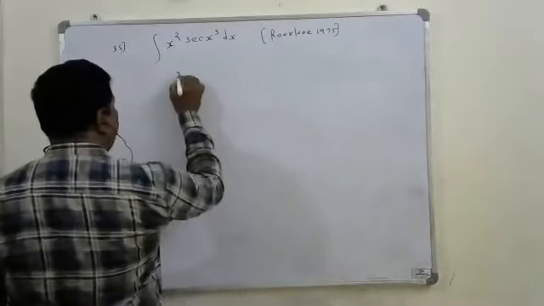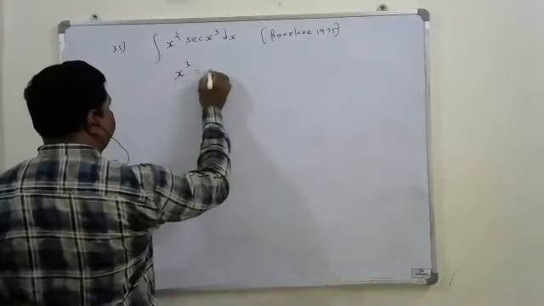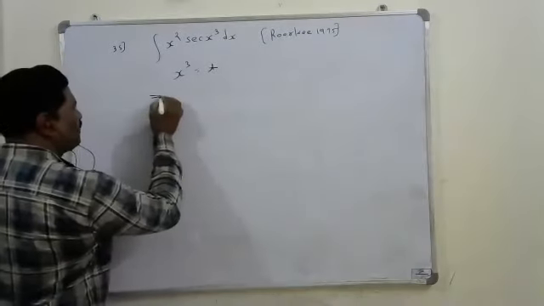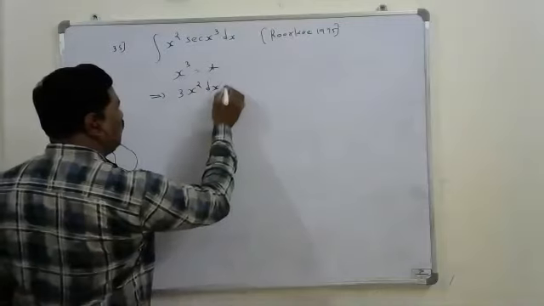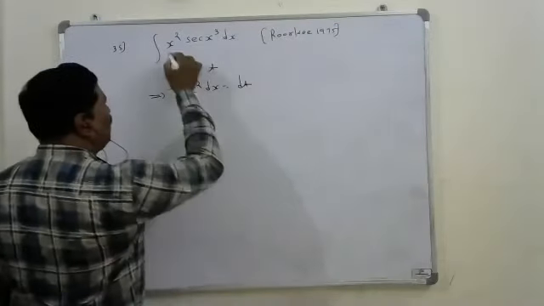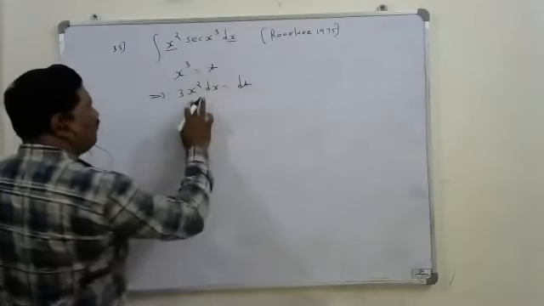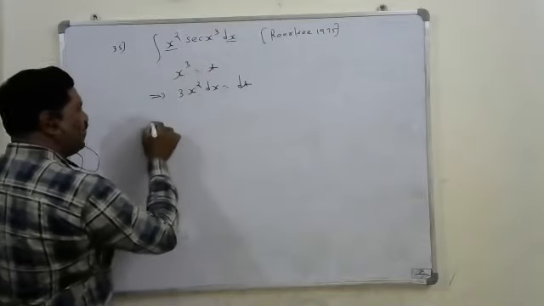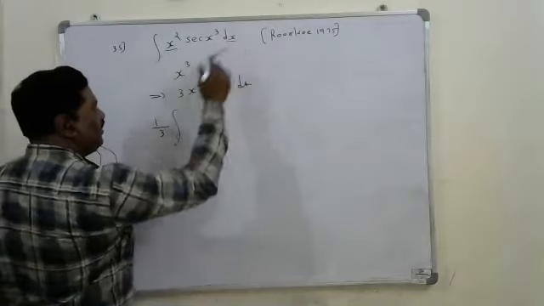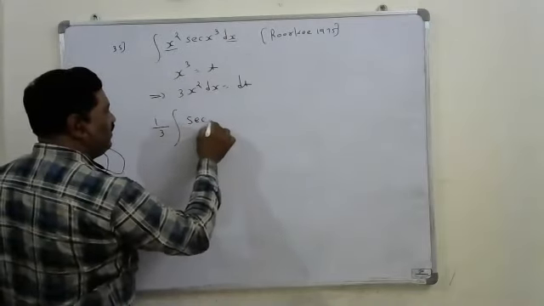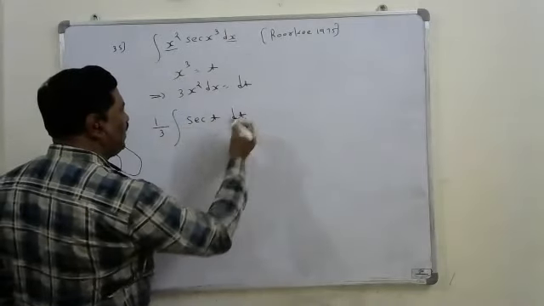Good. Take that x cube is equal to say t. The derivative of x cube is 3x square dx is equal to dt. Now here x square dx is there. From this x square dx is equal to 1 by 3 dt. So 1 by 3 written outside, remaining is dt, and it is secant t dt. The problem changes like that.